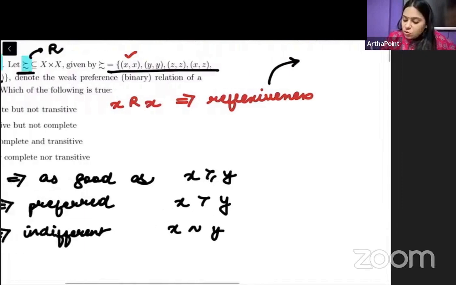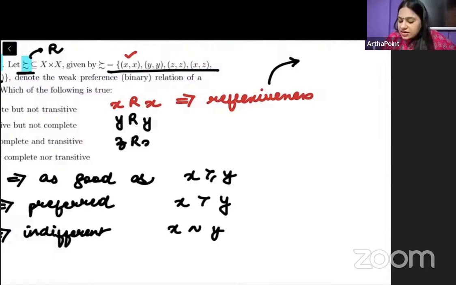Then the second relation says YRY. That means Y is as good as Y. And ZRZ. That means Z is as good as Z. So these three things just mean that one commodity is as good as itself. That's the first thing. Okay, beta. Now go ahead and look into the next relation.